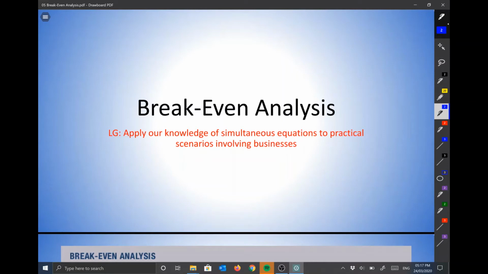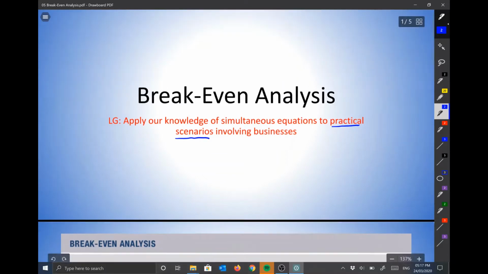Hello, Year 12. Today we're going to be finishing off our simultaneous equation units by looking at something called break-even analysis. This is going to be exactly the same as what we've been doing before with simultaneous equations, but this is a very practical scenario, specifically related to businesses.